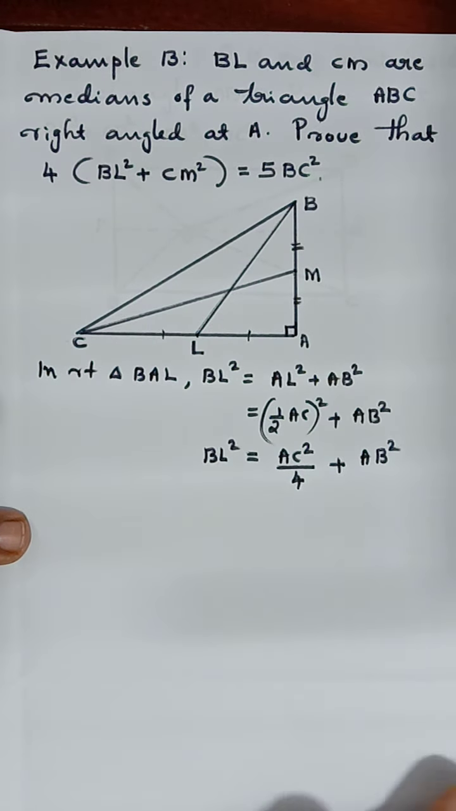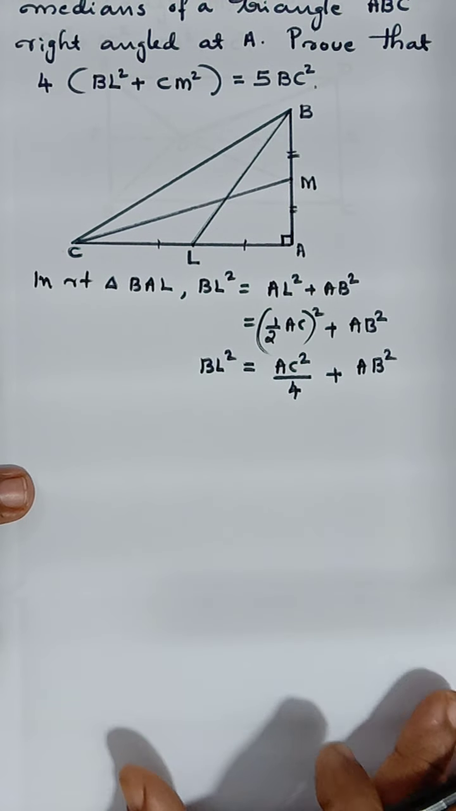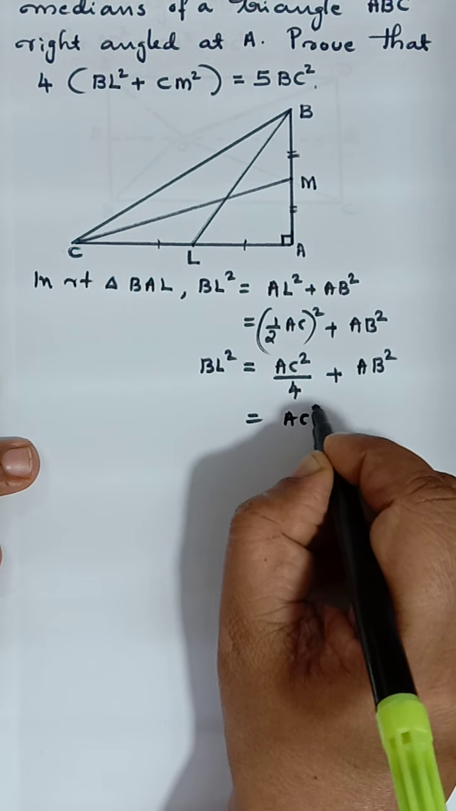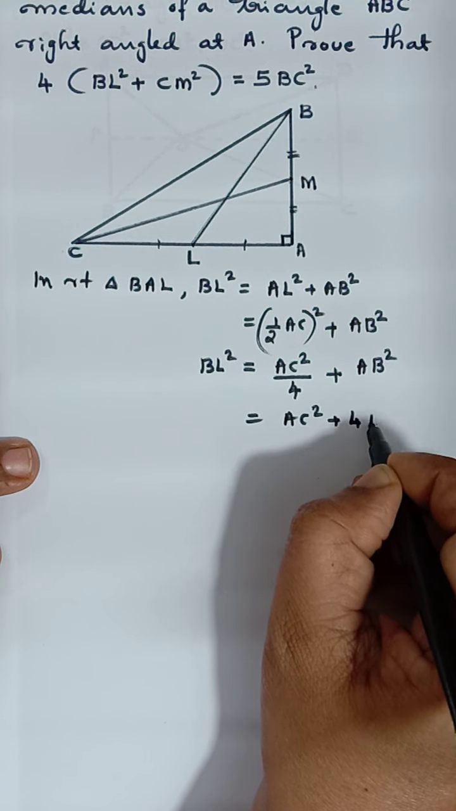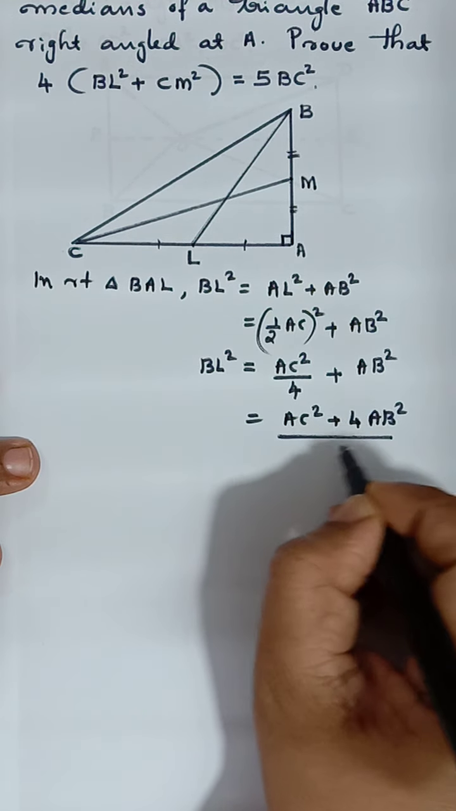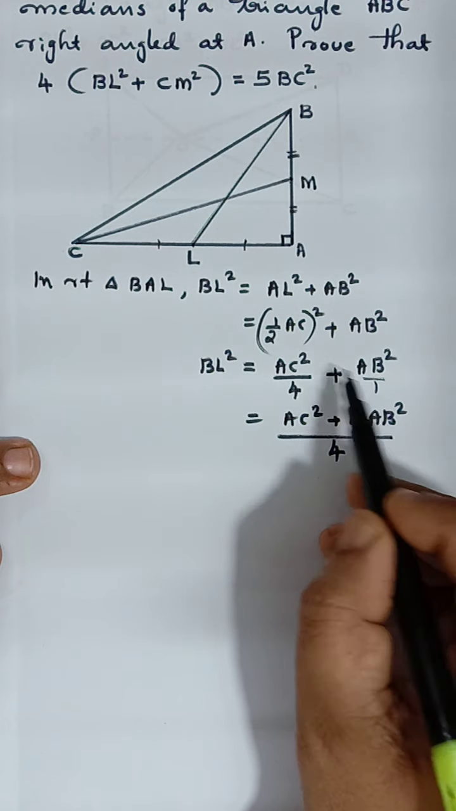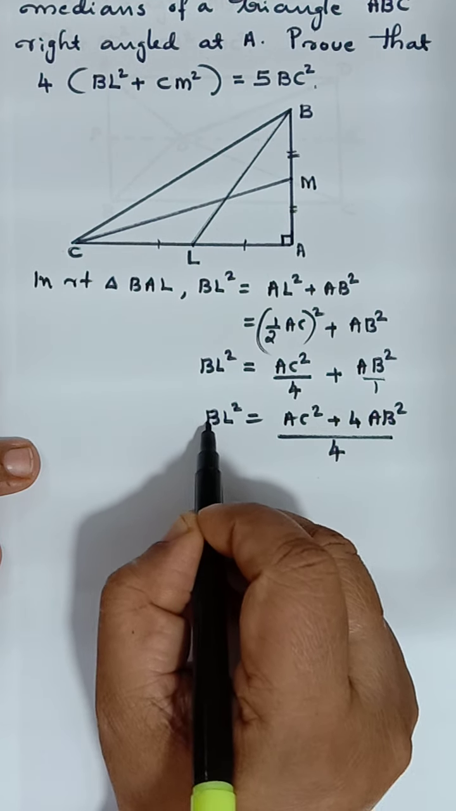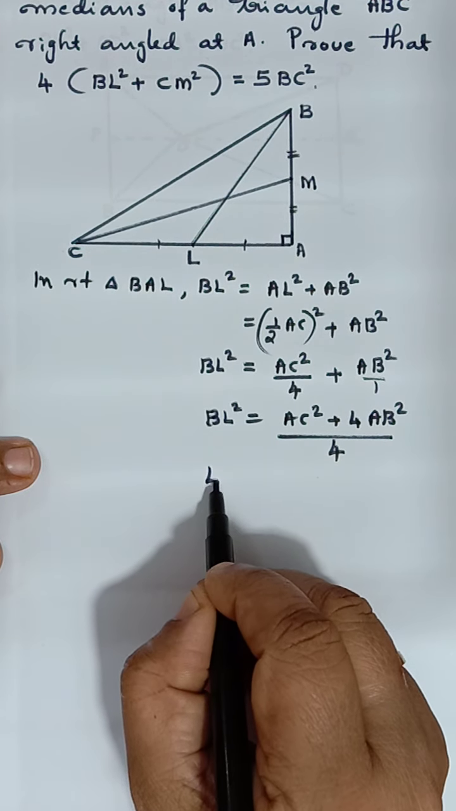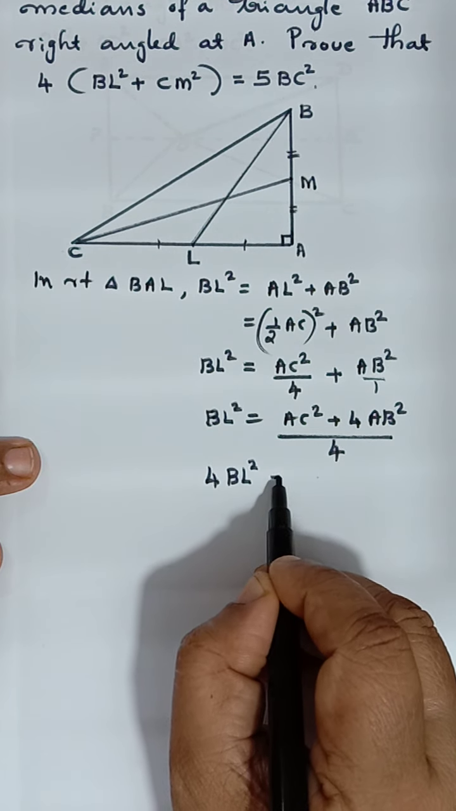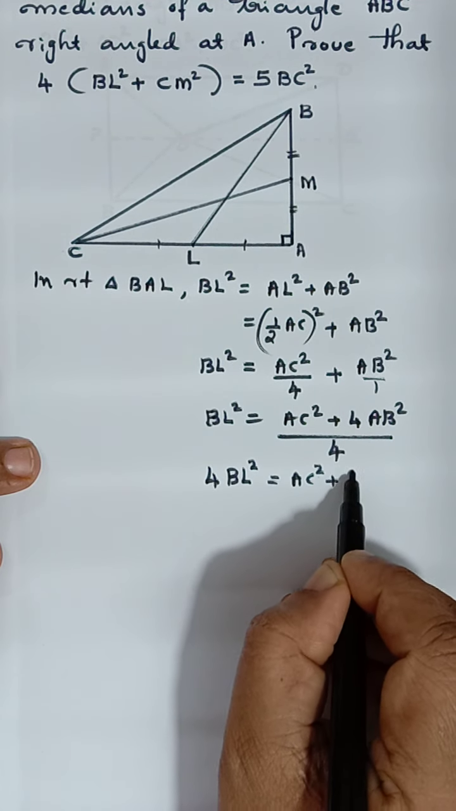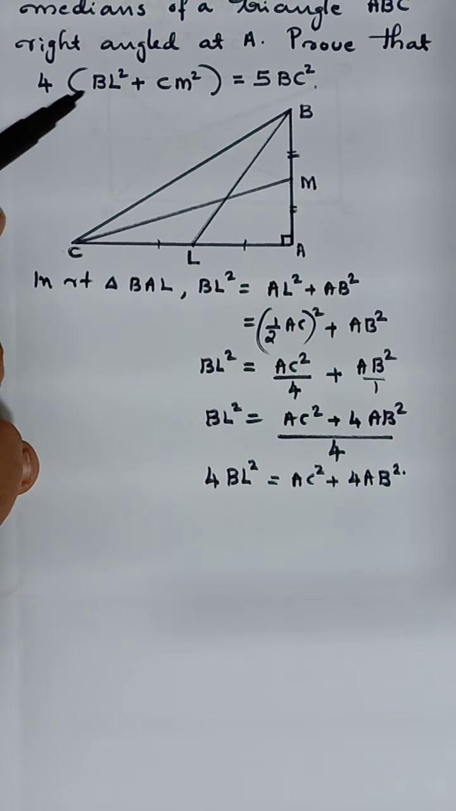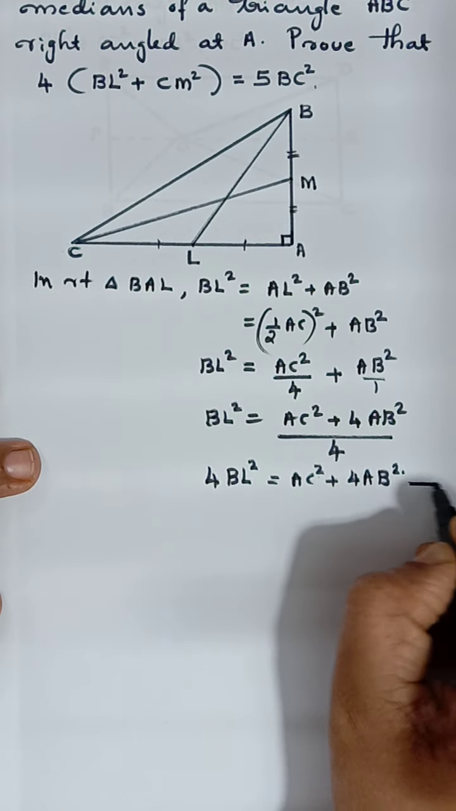Let us simplify this. How to simplify? Denominator is 4, so here we cross multiply: AC square plus 4AB square, divided by 4. This is how we are cross multiplying. Here it is BL square. Now again do the cross multiplication. We get 4BL square is equal to AC square plus 4AB square. On the left hand side we have 4BL square. Let it be there.